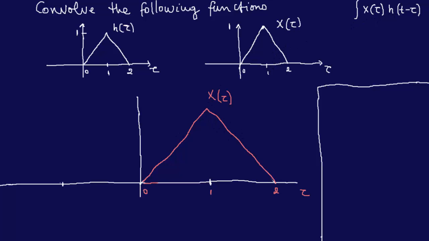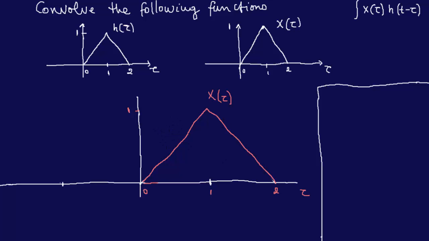We are shifting h of t minus tau. Before we multiply, notice one thing: the triangle is really two straight lines. When we do the overlapping, we are going to have to multiply functions here, so it's really important when you have a triangle to identify the lines. We have a line here going from 0 to 1, and we have another line here, so it's important to put the equations of the lines.